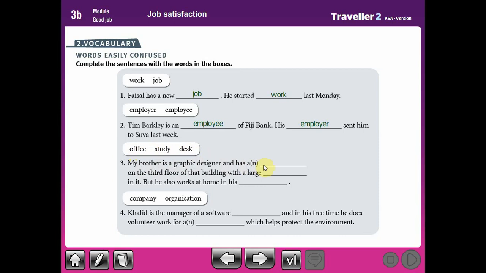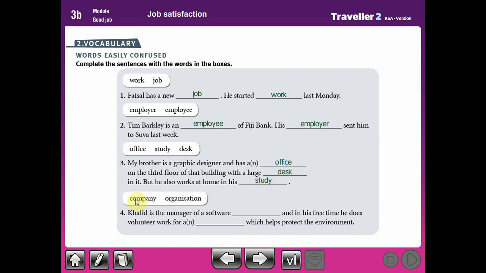My brother is a graphic designer and has an office on the third floor of that building. So this is his job. So he has an office, large. He has what? He has a large desk inside the office. But at home he has what? A study. That's good.